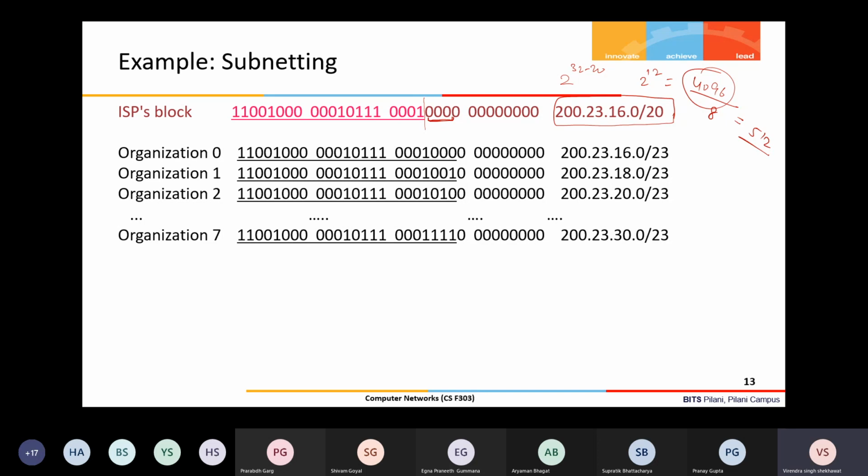So with this 3, the first organization is given 001, these 3 bits. This is the organization identifier. For this organization, my address prefix will be 200.23.16 starting with /23. So in place of /20, which is a larger block, /23 is a smaller block. If you see in /23, how many machines are there? 2 power 9, which is equivalent to 512.